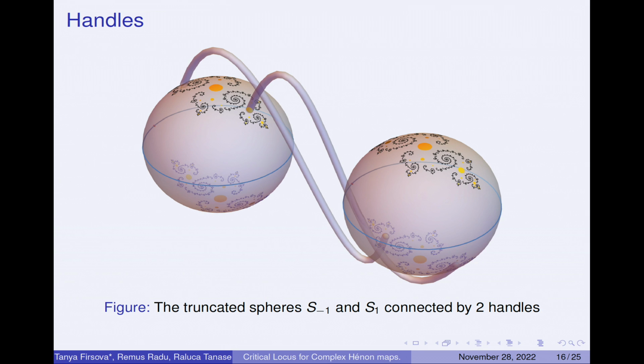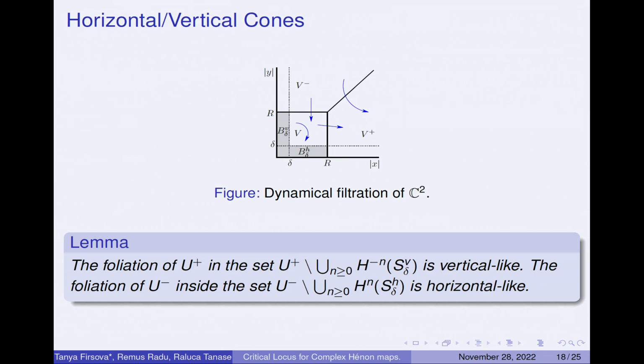Okay, so pictures, that will be. So I want to explain where these handles lie in C2, like how to see these handles in C2. And one thing is, I want to say where we don't have critical locus.